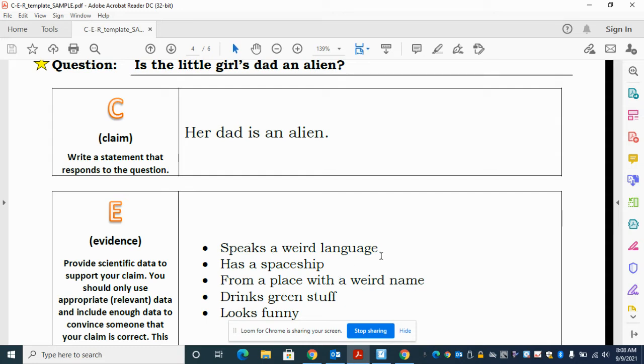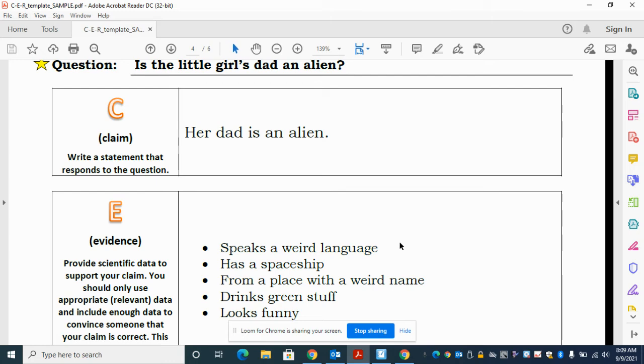So he kind of gargled with his drink. He had a spaceship, which was his car. Albuquerque was the place with the weird name, drinks green stuff, looks funny. He had the weird bike outfit on. So these were all the different bullet points of evidence that support her claim that her dad is an alien.